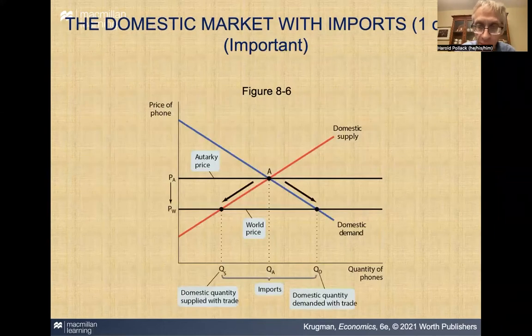So let's think about it. It's all written out pretty well in this slide. Domestic quantities supplied with trade, it's just these guys out to here. This range in here is all imports. Everything between what the domestic suppliers are able to do and what the domestic demand wants, this is all imports along here. Okay? And of course, the price is now a lot lower. Okay?